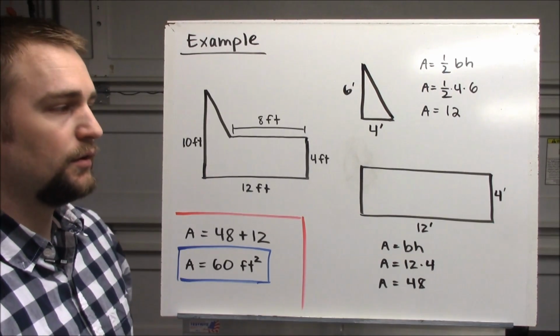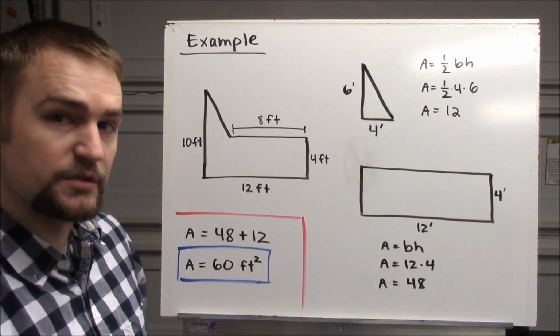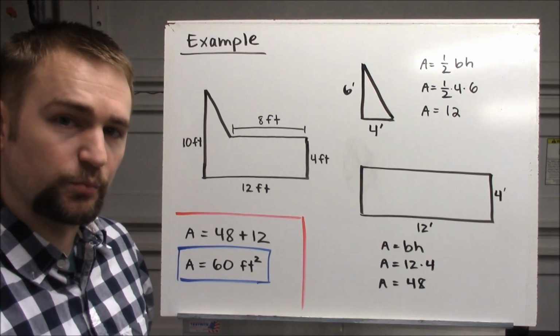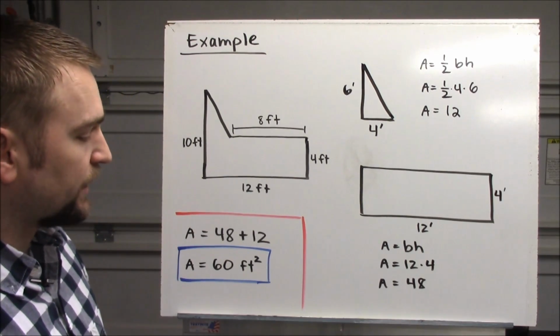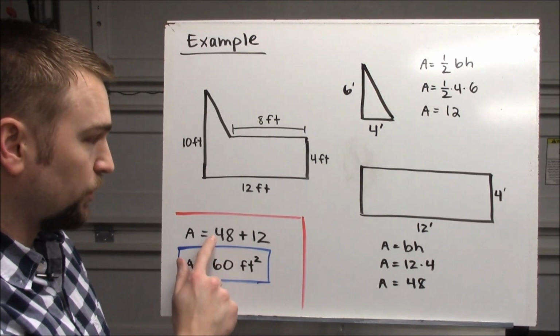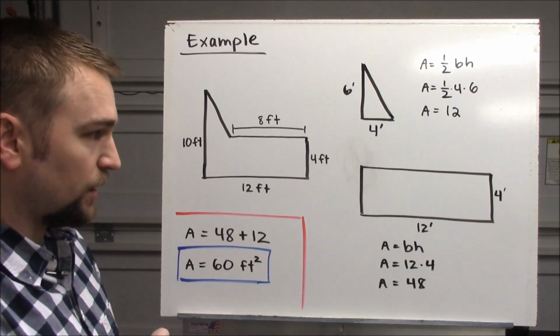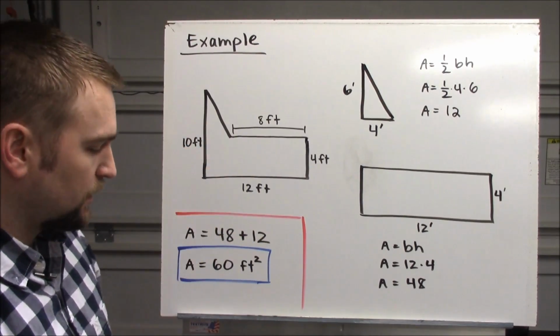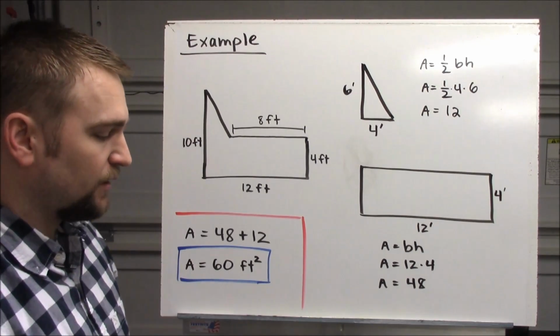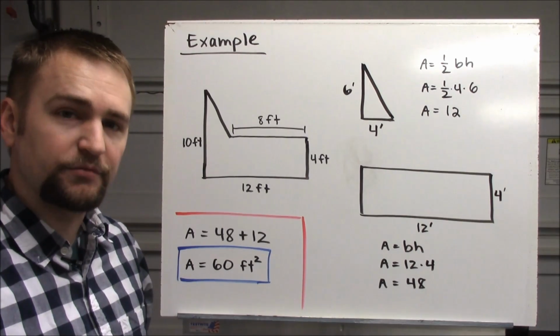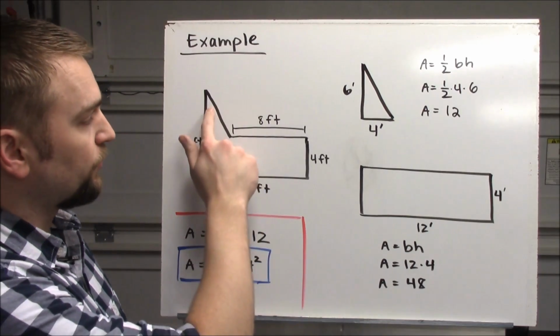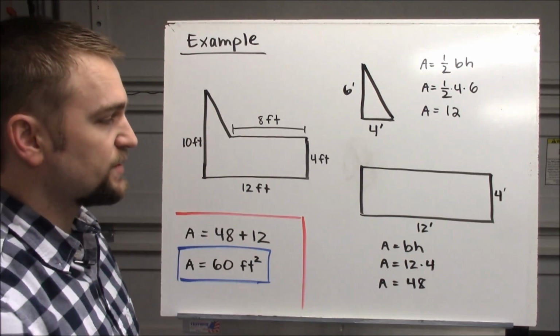Now again, these are separate answers. This is not answering our initial shape. So I've got to combine that information. So I have 48 plus 12, because we're combining the shapes. I get 60 feet squared. That is my final thinking, and that is the area for all this inside space of this composite shape.